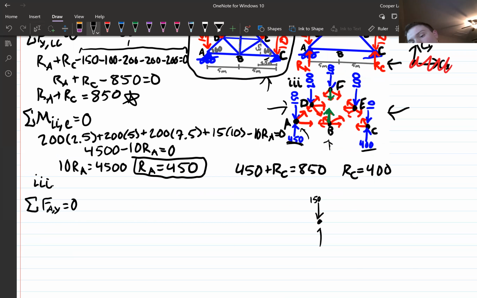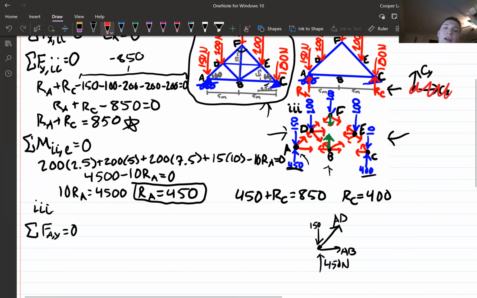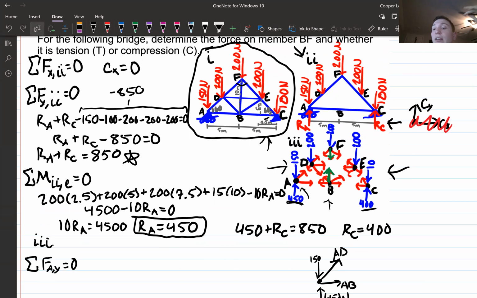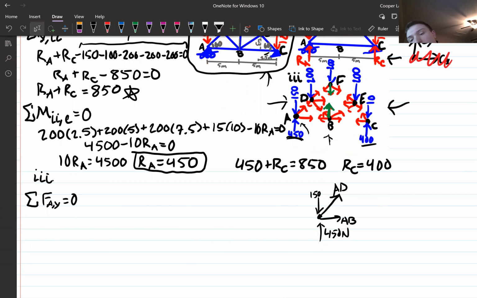We also have one force coming up of 450 newtons. We have one unknown force here, which is AD, and we have another unknown force here, which is AB. Now, if we look back at our first diagram, we can see that it's actually an equilateral triangle. So angle FAC is going to be 60 degrees, which means right in here, that's 60 already.